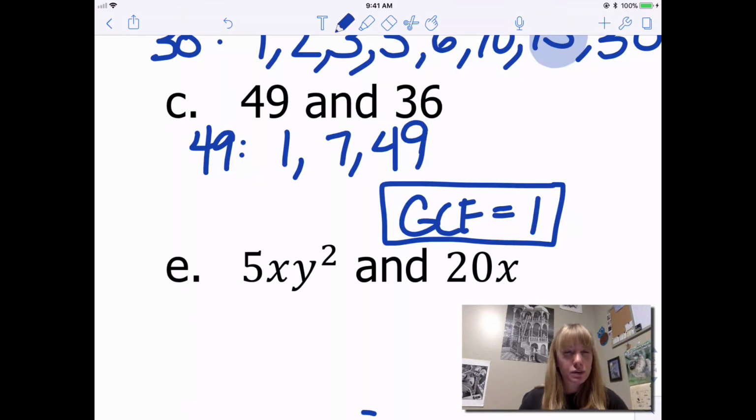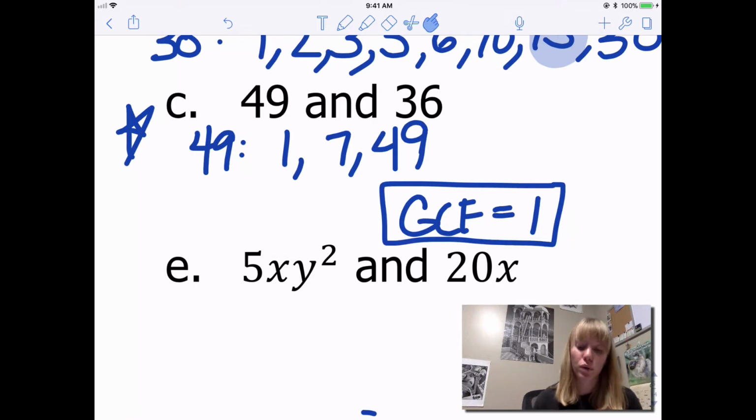On this one, you might have noticed when you listed the factors of 49 that 1, 7, and 49 are the only factors of 49. So if I think about the factors of 36, 1 is a factor of 36, but 7 does not go in evenly to 36, and 49 definitely doesn't go evenly into 36. So my GCF is actually just 1. And that's okay. That actually happens a lot, that our GCF is 1. So this is a special case to make sure that you're aware of, that when you check a GCF, you could have 1.